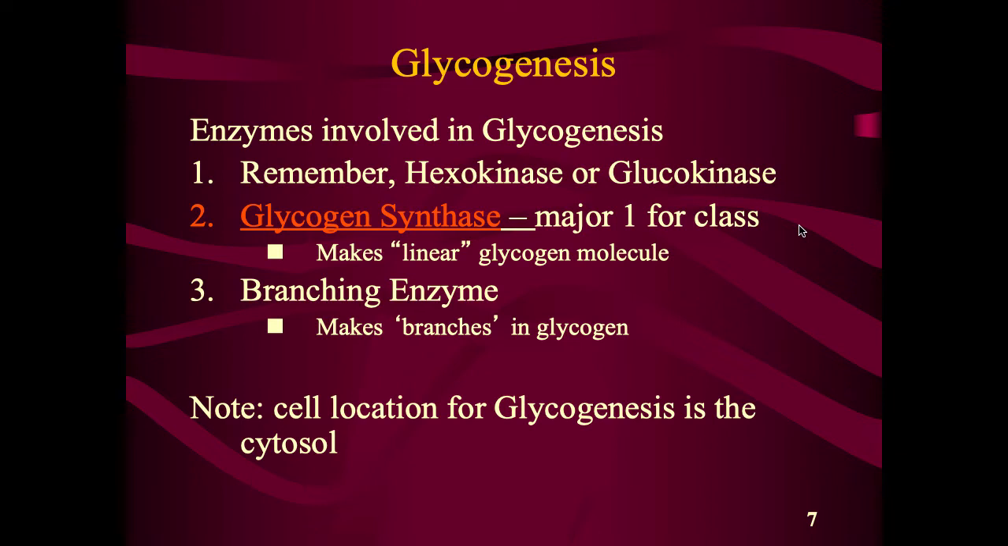So what kind of bond can it make? Alpha 1 to 4. There's another enzyme called the branching enzyme that, again, will actually take pieces and move them and make branch points. So this one makes the alpha 1 to 6.